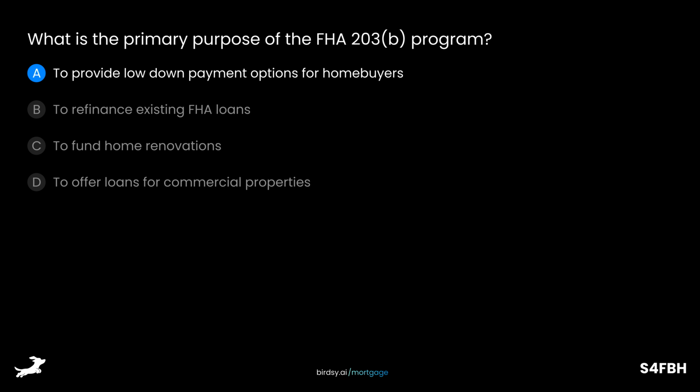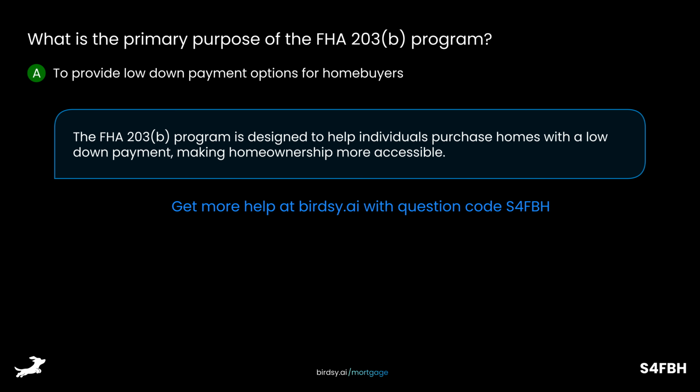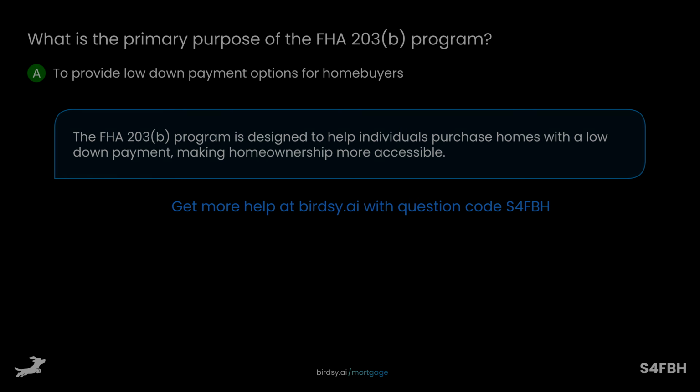Is it A, to provide low down payment options for homebuyers, B, to refinance existing FHA loans, C, to fund home renovations, or D, to offer loans for commercial properties? The answer is A, to provide low down payment options for homebuyers. The FHA 203 program is designed to help individuals purchase homes with a low down payment, making homeownership more accessible.